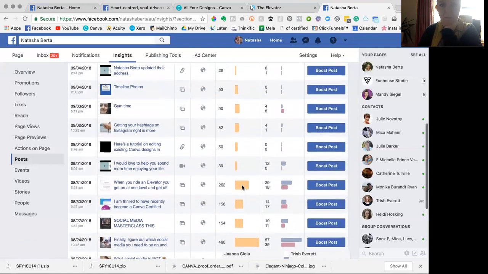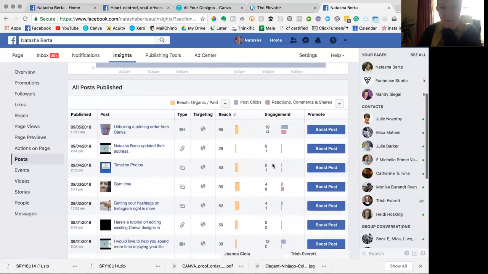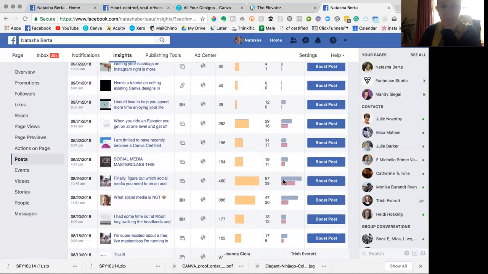And if you have been running ads, a portion of that will be darker orange, and that's how much reach you got for paid. And to me, the more important thing is post clicks and reactions. So 19 people clicked on this post. That's pretty good compared to this one, which is like 0 or 1. And then we get down here and we get even more. Oh, 57 people clicked on this post.